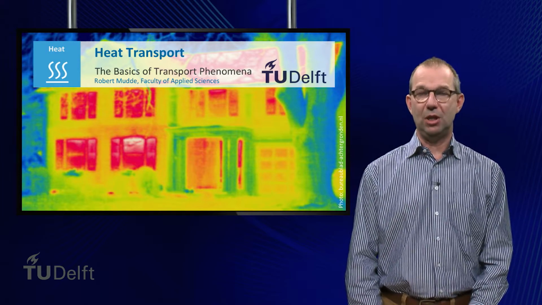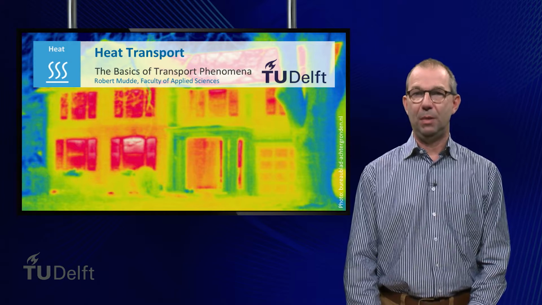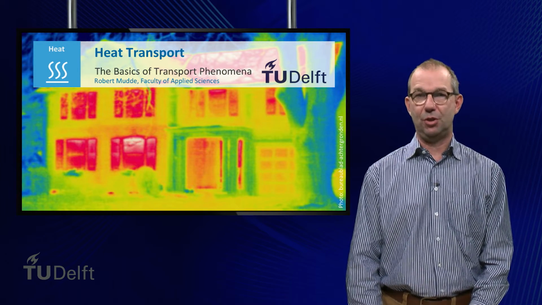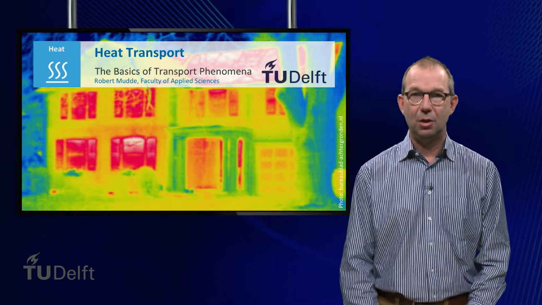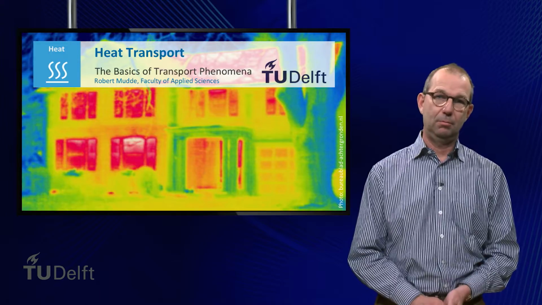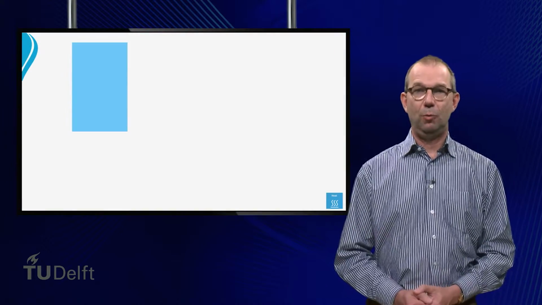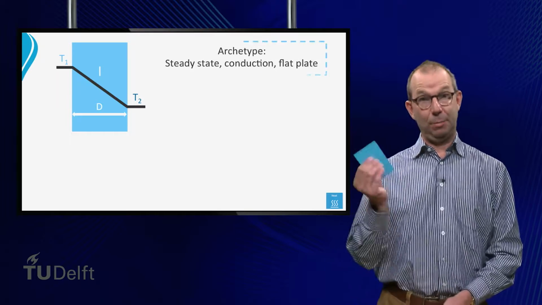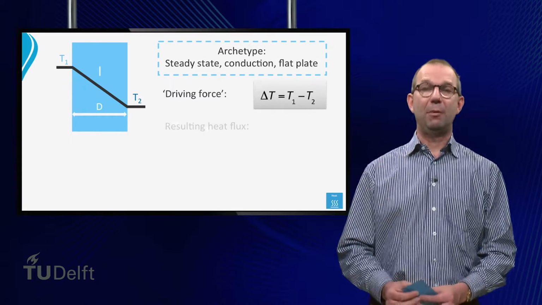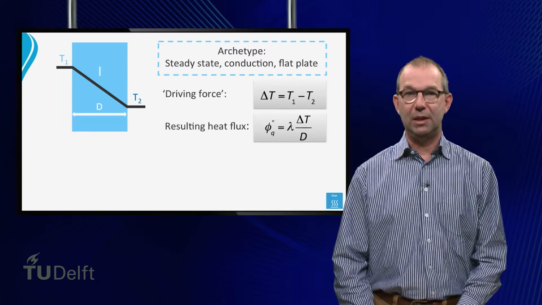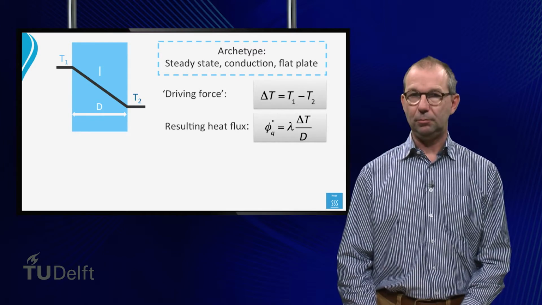The picture on the sheet shows an image of a house made by the infrared camera. This reveals large temperature differences on the outside of the house, the walls being much colder than the windows. In the previous lecture we learned how to describe steady-state heat conduction through a flat plate. It is good to memorize this case as it serves as one of the archetypes of heat and mass transfer.